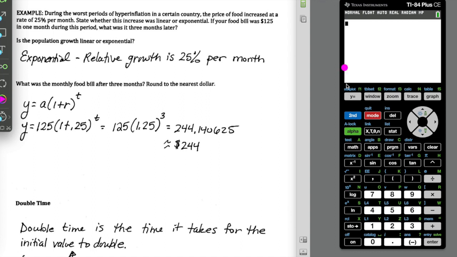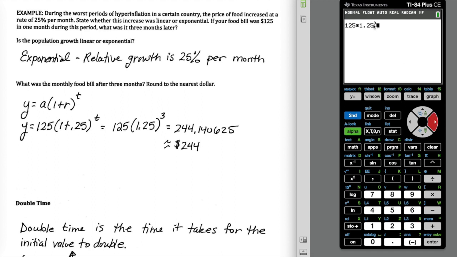Now, in case you're not sure how to use the exponent key on your calculator, let me show you. So to put this in on the calculator, I'm going to do 125 times 1.25, and then I'm going to use this little arrow right above my division sign to raise it to the power of 3. And then I can arrow over to drop back down and hit enter. So that will give me 244.140625, and then because the directions say to round to the nearest dollar, our final answer would be 244.